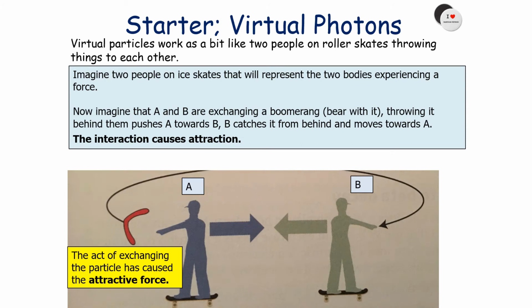Now imagine the two people on ice skates, representing the two bodies, exchanging a boomerang. When person A throws it, it pushes them towards B, and when person B catches it, it moves them towards A. So this is like the exchange particle causing an attraction. So the act of exchanging the particle here has caused an attractive force. Again here, energy and momentum are being exchanged between the objects.